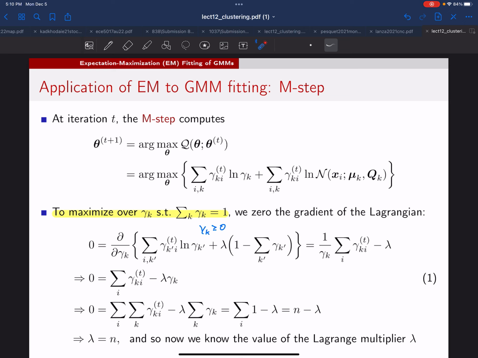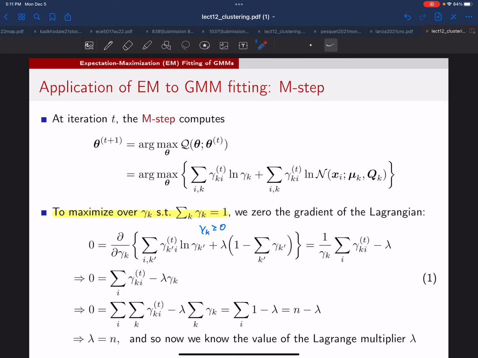When you look at the gradient of this, we're looking at a particular value of k here. So only one of the terms in this sum will matter, and it's the term where k prime equals k. When we take this derivative, we get 1 over gamma_k. So here's the 1 over gamma_k. And then we still have a sum over i that hasn't changed. So we have a sum over i of these variables here.